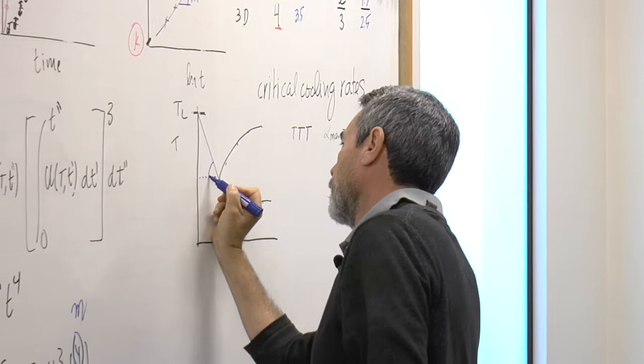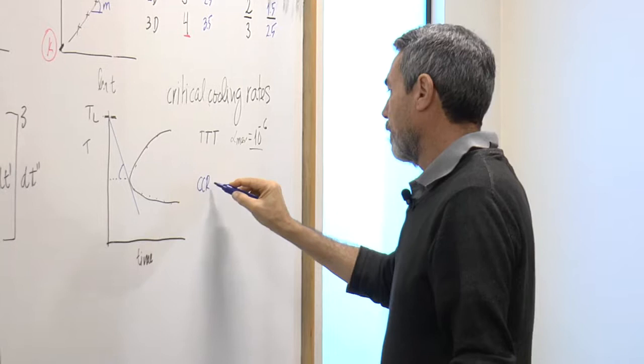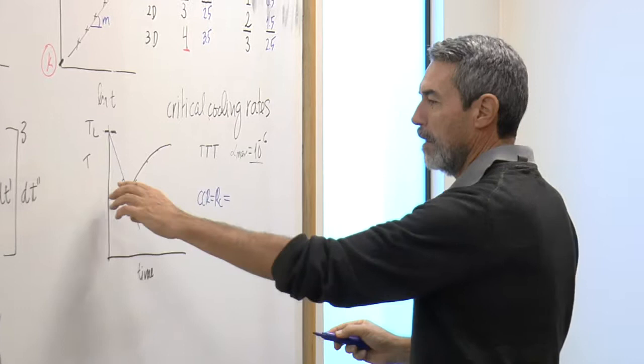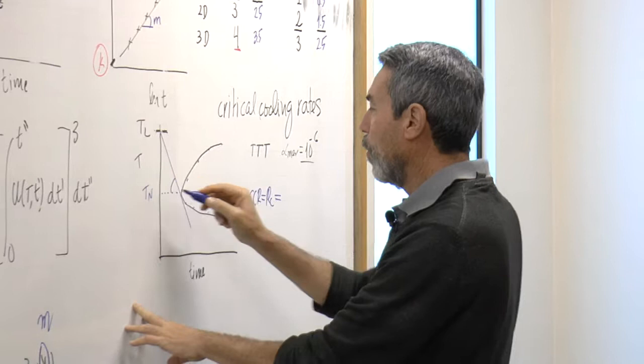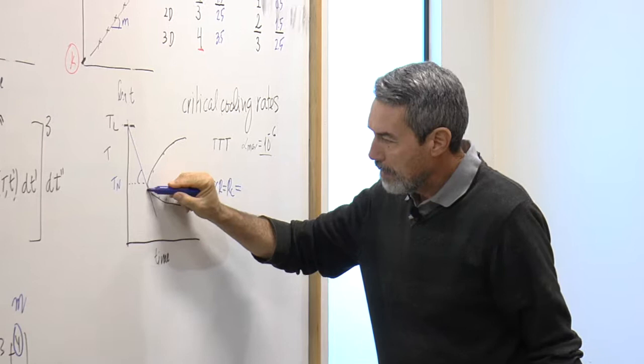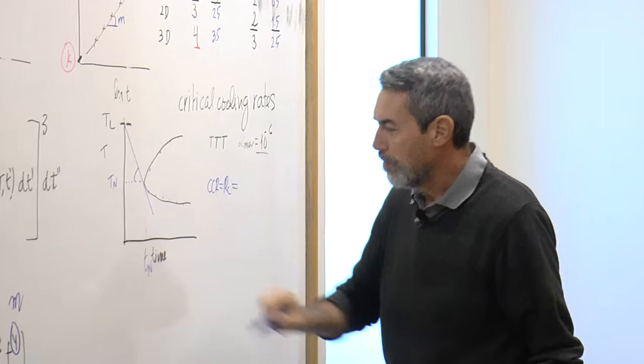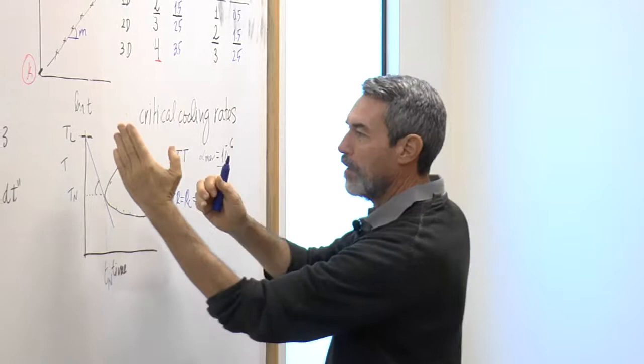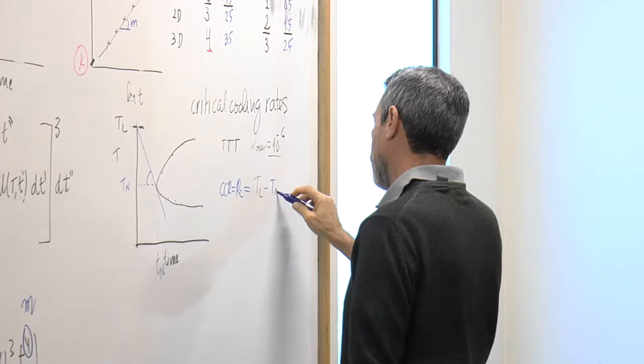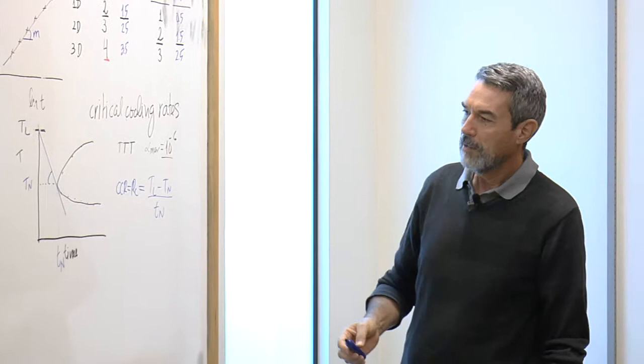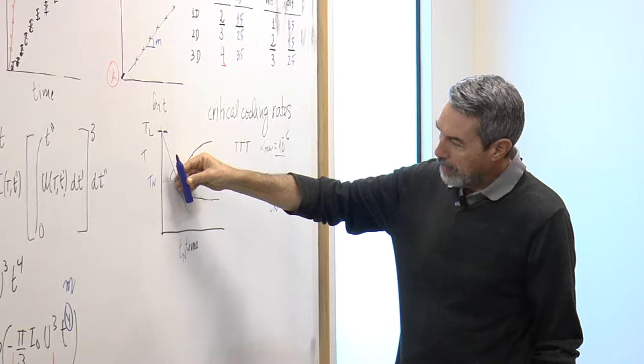The critical cooling rate, also known as R critical, will be TL minus the temperature of the nose. This is the nose of the curve, and this is the time at the nose. So this is an estimate, this slope here: TL minus T nose, divided by the time of the nose. Anything cooled faster than this rate will be a glass.